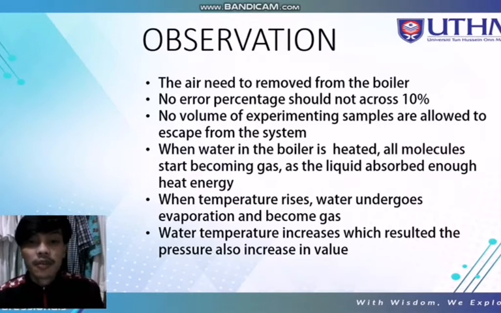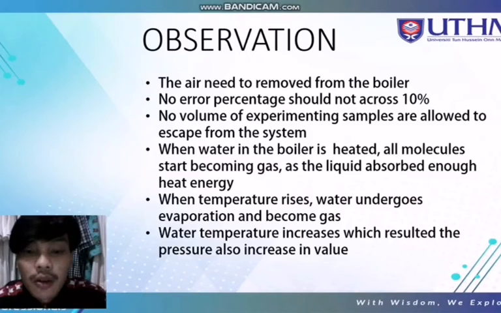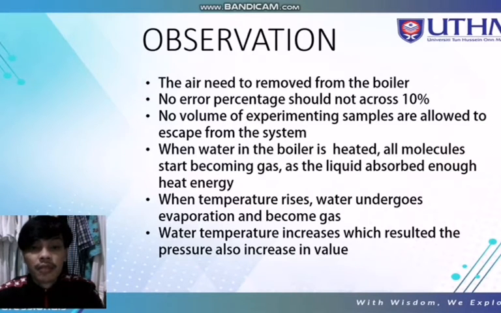The observation that we found based on this experiment of the Clausius-Clapeyron equation is that the air needs to be removed from the boiler. This is because we want to avoid the air affecting the accuracy of the experimental result. For the second one, the error percentage should not exceed 10% because the experiment was done in an enclosed surface. For the third one, no volume of the experimenting sample is allowed to escape from the system because this will cause errors during the experiment.